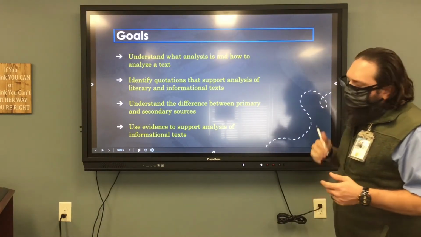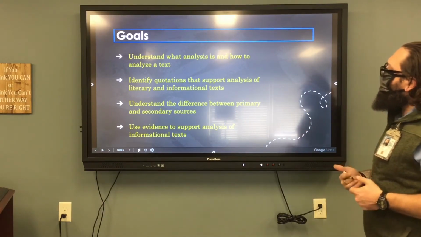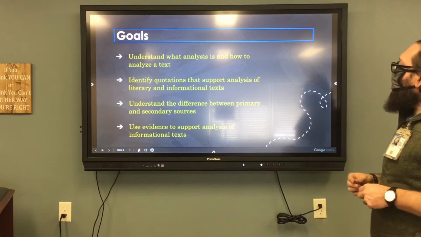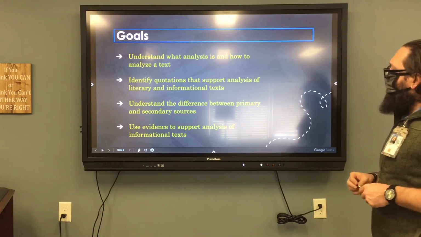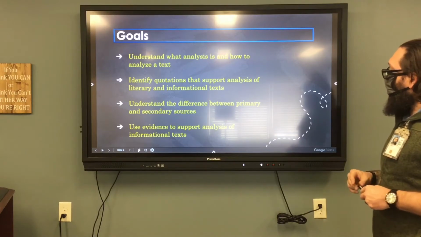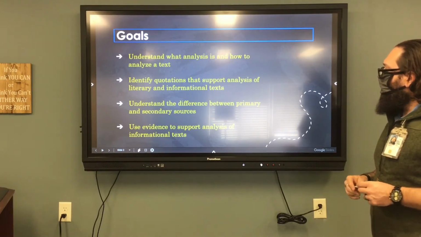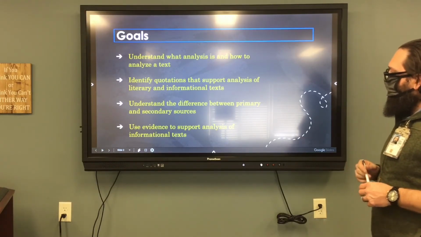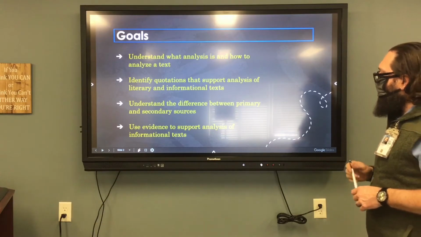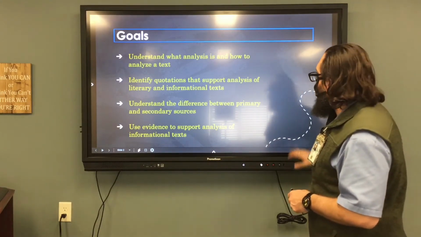So our goals for the lesson today are first to understand what analysis is and how to analyze a text. We're going to learn how to identify quotations that support analysis of literary and informational texts. Understand the difference between primary and secondary resources, and then finally use evidence to support analysis of informational texts.